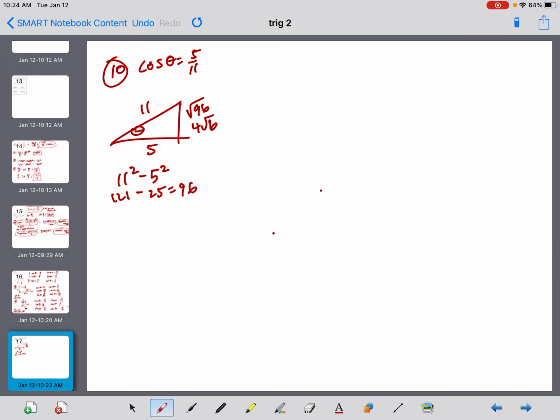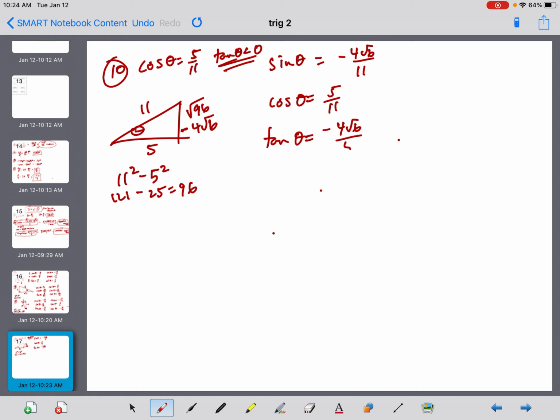So now we can write our ratios. All right, sine theta. Now it does say one thing. It says that tangent is less than 0. If tangent theta is less than 0, that means one of these legs is negative. We're going to have to put a negative on the 4 radical 6. So sine theta is actually going to be negative also: negative 4 radical 6 over 11. Cosine theta is going to be 5 over 11. We already knew that. Tangent theta is going to be opposite over adjacent leg.